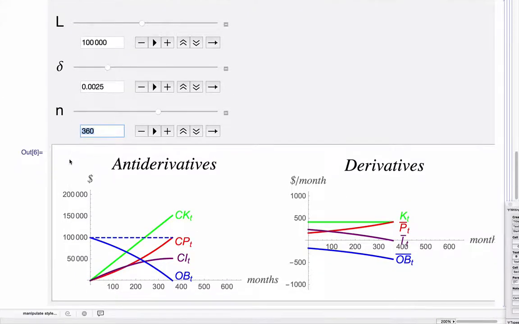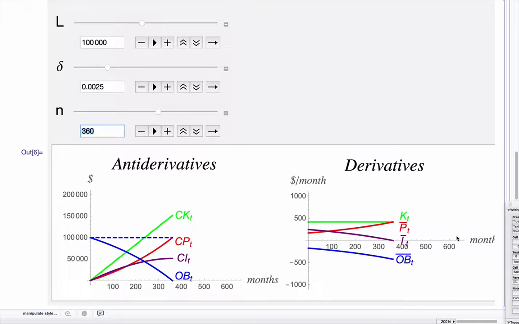Okay, so I got those different values. You see the antiderivatives here, the C functions, the cumulative functions, along with OB. The units for these functions would be in dollars. They are functions of time in months. They are antiderivatives. Their derivatives are over here: the bar functions, P bar, I bar, and OB bar, and k itself is a rate of change. The units for these functions would then be in dollars per month as a function of time in months.